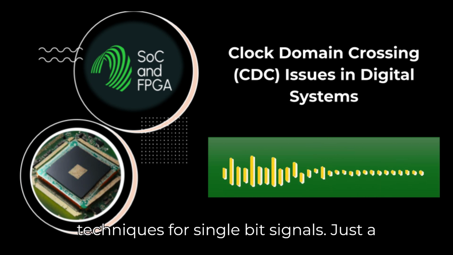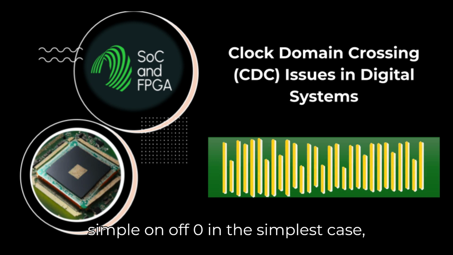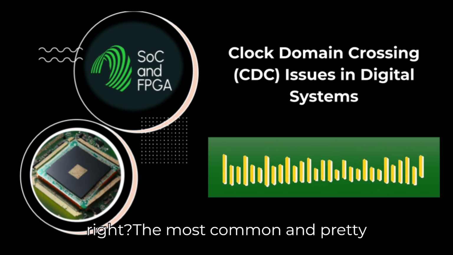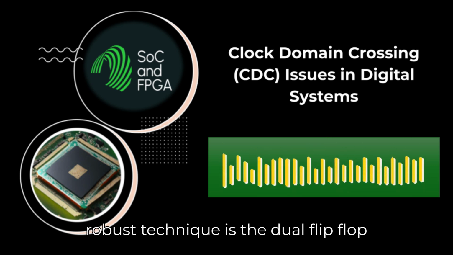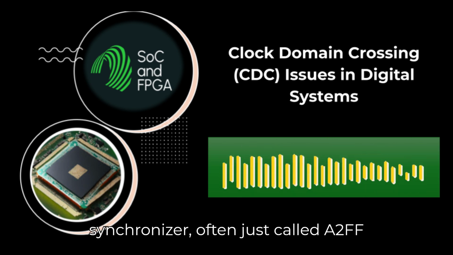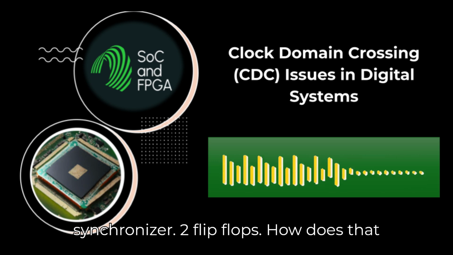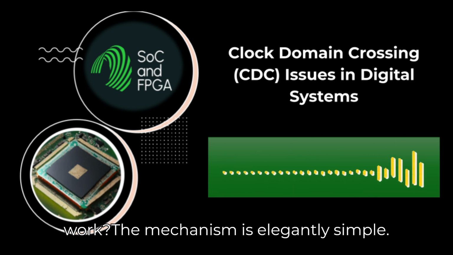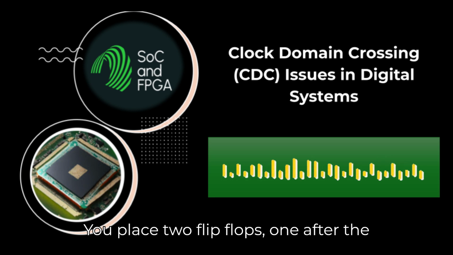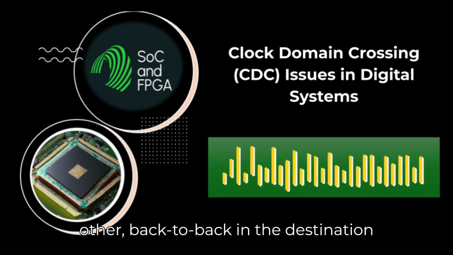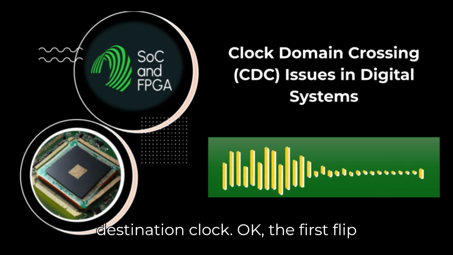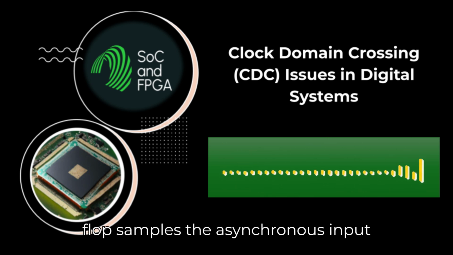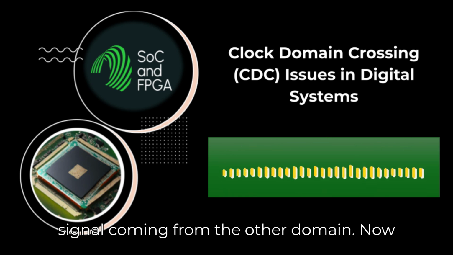For single-bit signals, just a simple on-off, zero or one. The simplest case. Right. The most common and pretty robust technique is the dual flip-flop synchronizer, often just called a 2FF synchronizer. Two flip-flops, how does that work? The mechanism is elegantly simple. You place two flip-flops, one after the other, back to back, in the destination clock domain. Both are clocked by that destination clock. The first flip-flop samples the asynchronous input signal coming from the other domain.